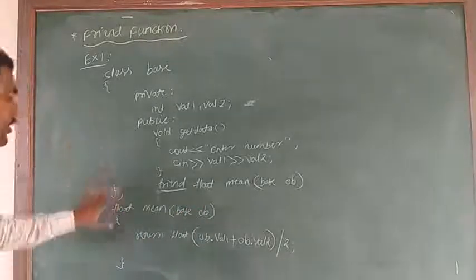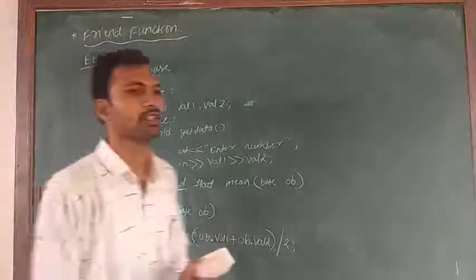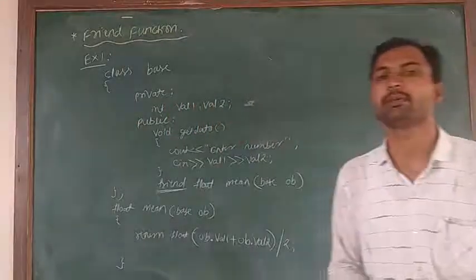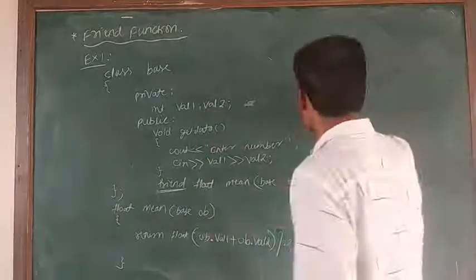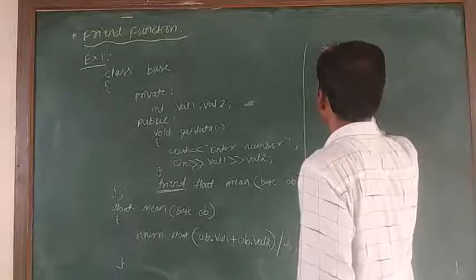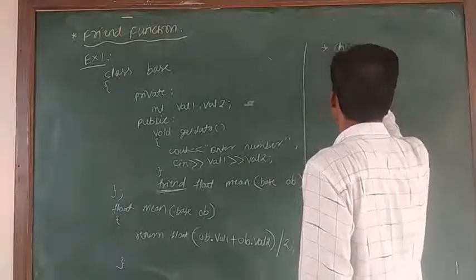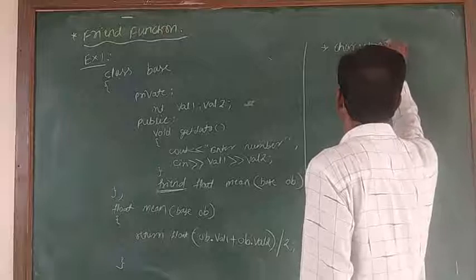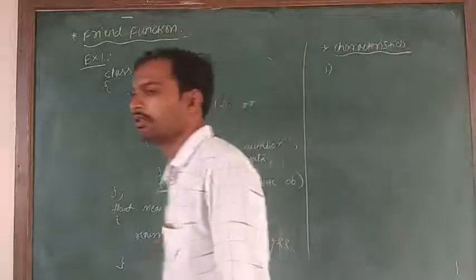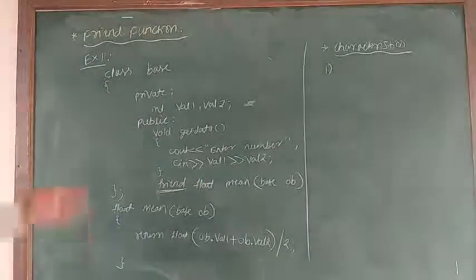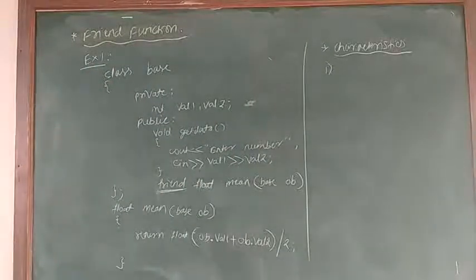So this is how to use the friend function in a C++ program. Now see what the different characteristics of the friend function are. I will explain all the characteristics one by one using this example only. Whatever characteristics are there in the example, we can explain.